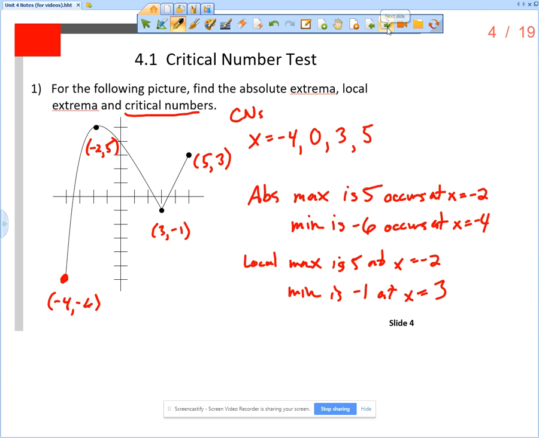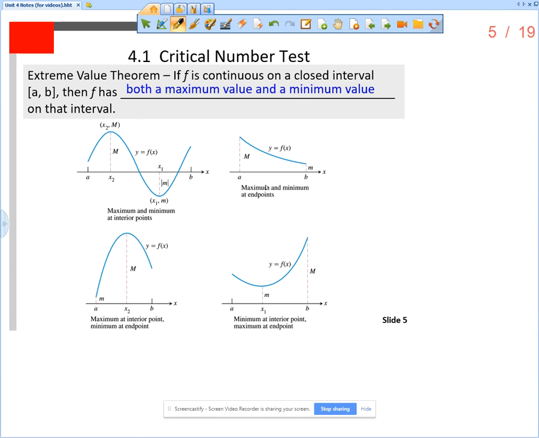So that brings us to slide number 5. The extreme value theorem says if f is continuous on a closed interval a to b, then f has both a maximum value and a minimum value. Remember, if a function is continuous on a closed interval a to b, what does that mean? That means you must start at an endpoint at a and end at an endpoint at b, and you must draw without picking up your pen.